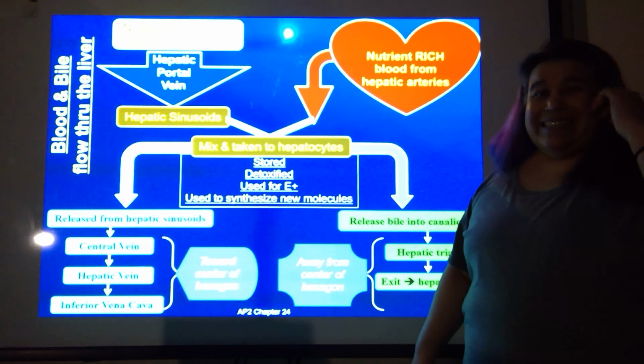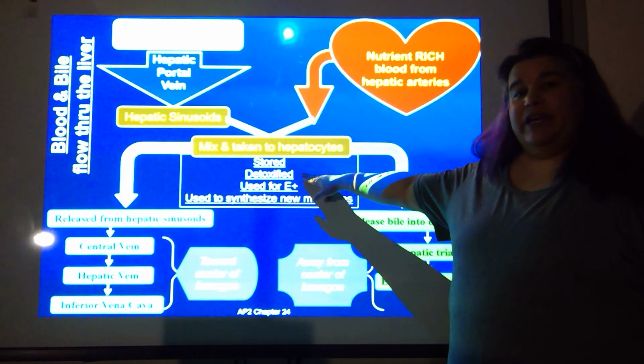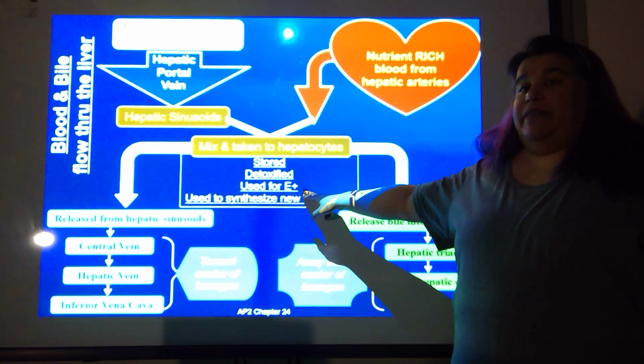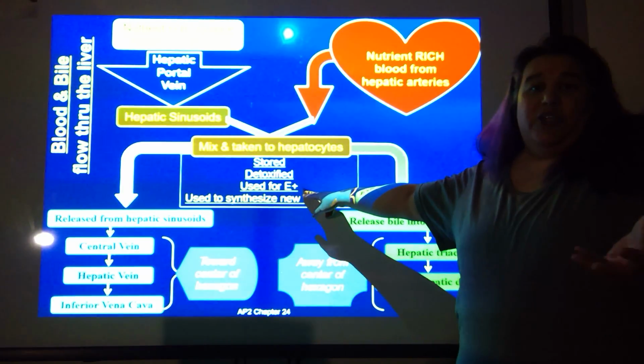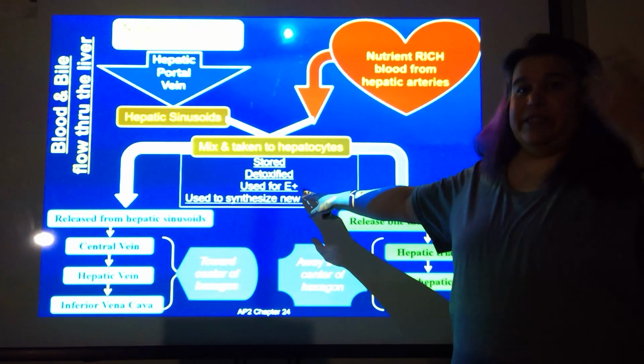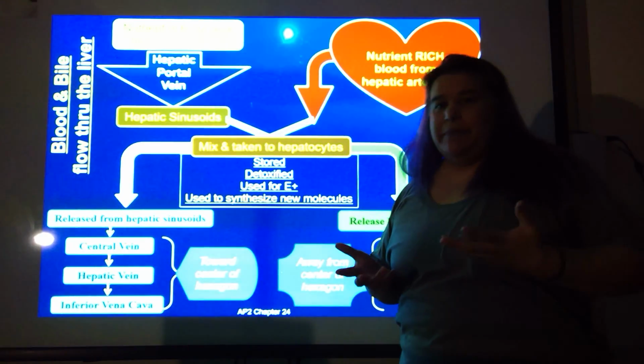Let's say that I eat something and it needs to be detoxified before I can send it. The liver does that. The liver can actually take some of these energy molecules and use them themselves as a way to keep the cell running, or it can be used to make something new.